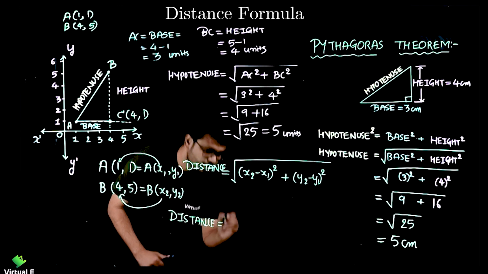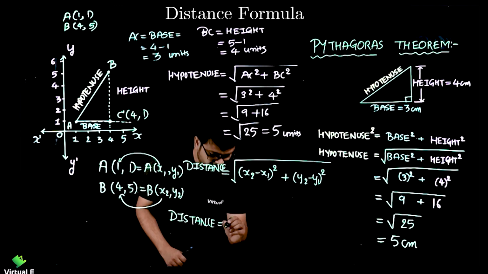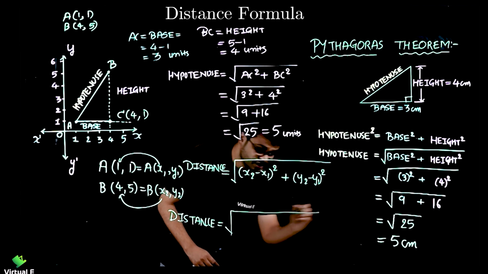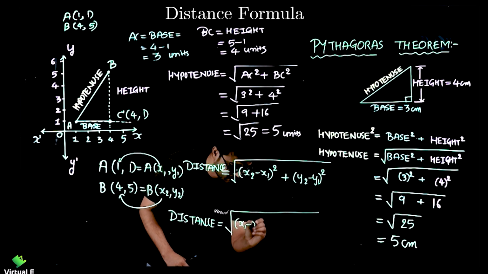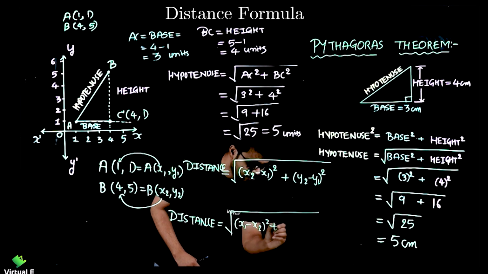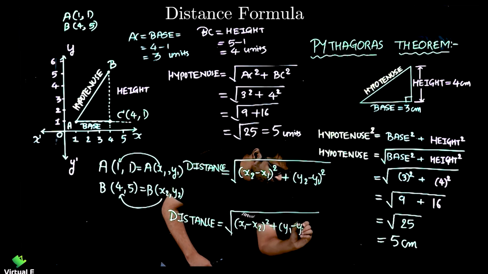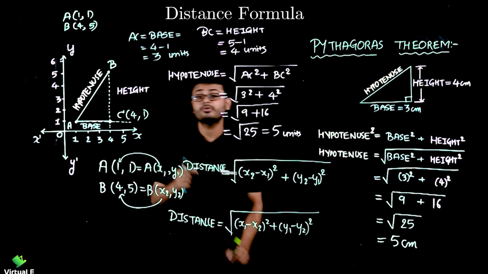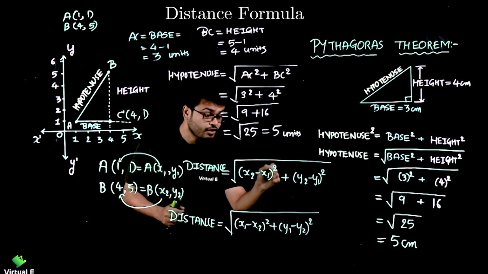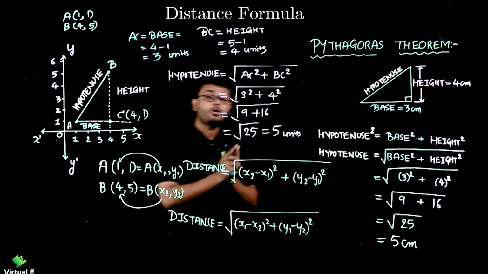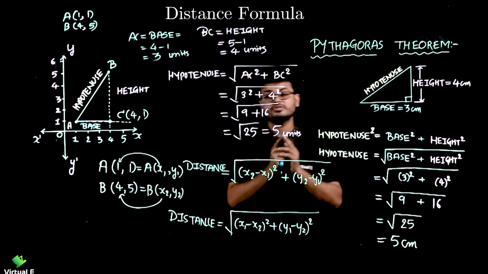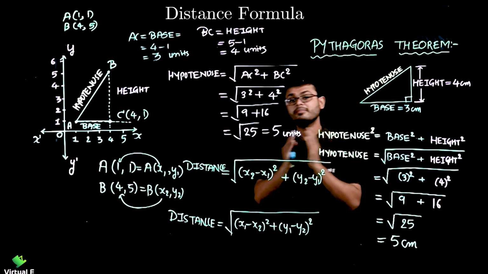You can change the order of those coordinates. Y can be changed. Here I can also write x1 minus x2 whole square plus y1 minus y2 whole square. That is also correct. Can you tell me why? Because it is square over here. Square is always positive.